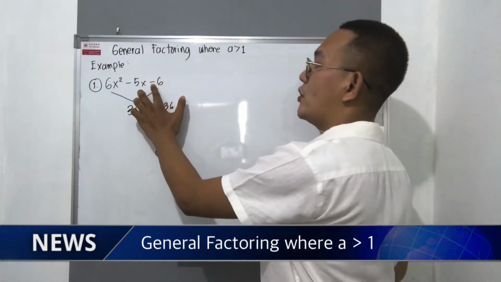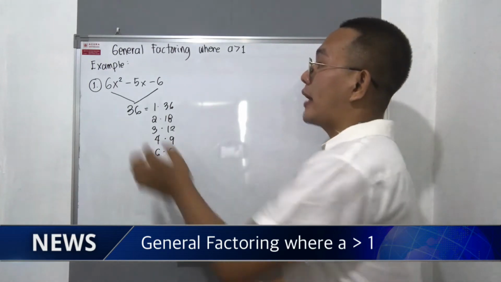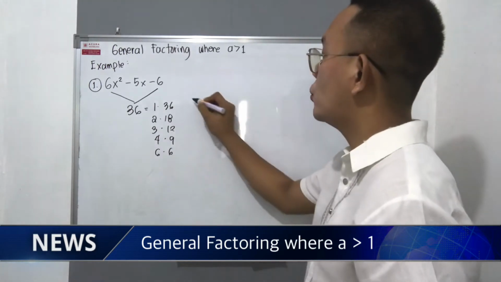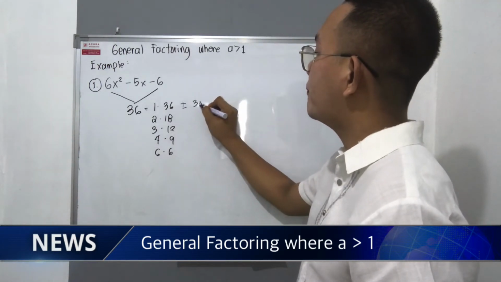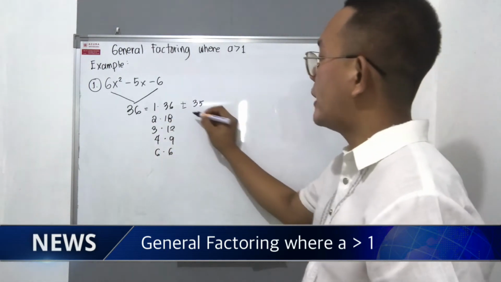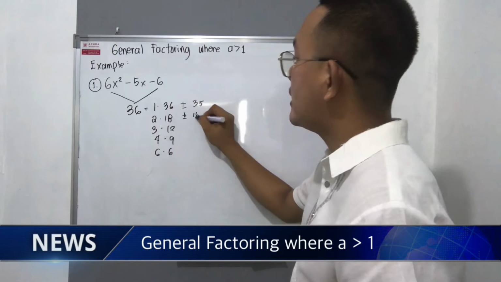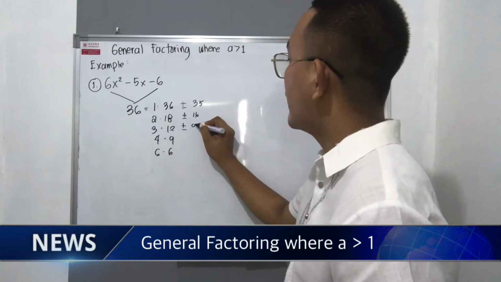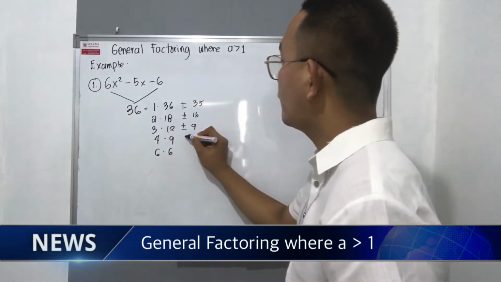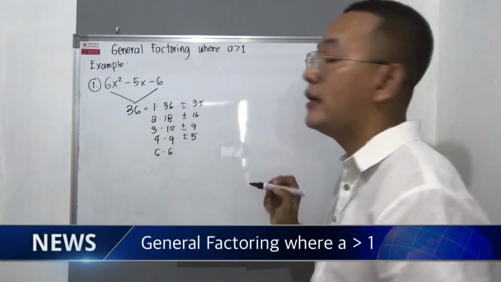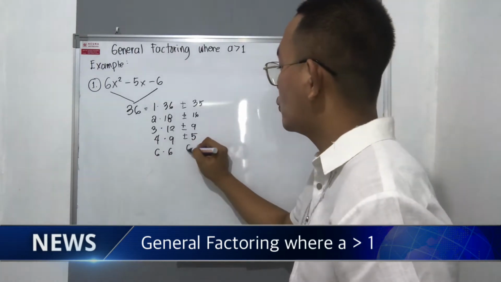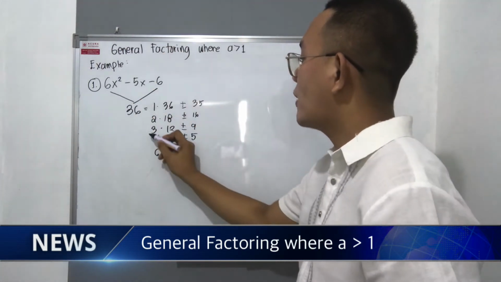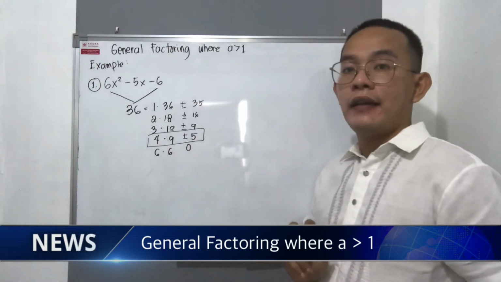Ngayon, sabi natin, pag minus natin, dapat ang kanilang magiging result ay 5 or negative 5. 1 minus 36 or 36 minus 1 is positive or negative 35. 2 minus 18 is positive or negative 16. 3 minus 12 is positive or negative 9. 4 minus 9 or 9 minus 4 is positive or negative 5. And last, 6 minus 6 is equals to 0. Ang hinahanap natin is negative 5 or 5. So, sa kanilang lahat, ang factor na kailangan natin ay 4 and 9.